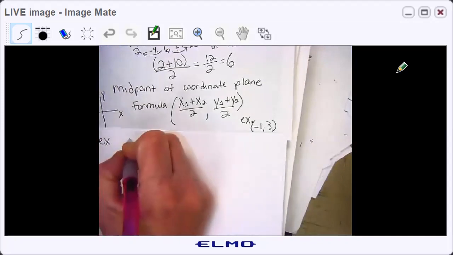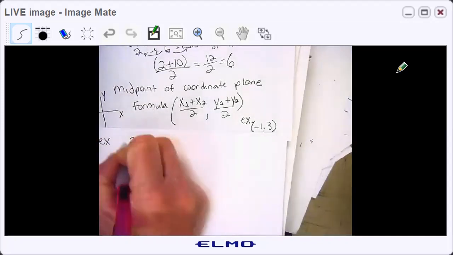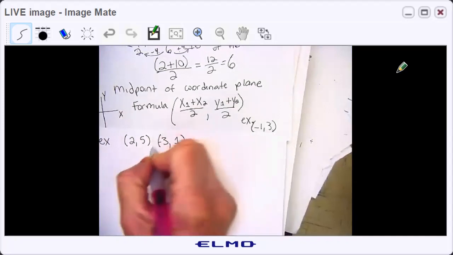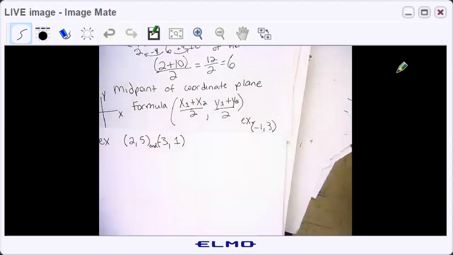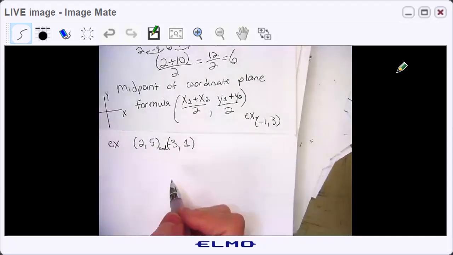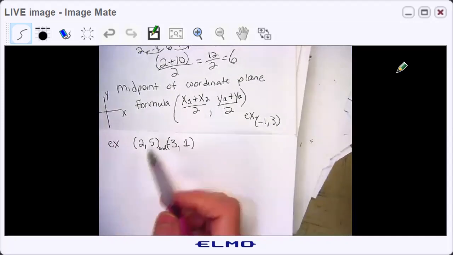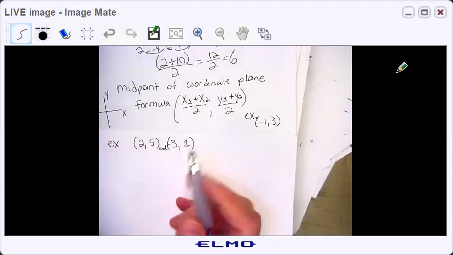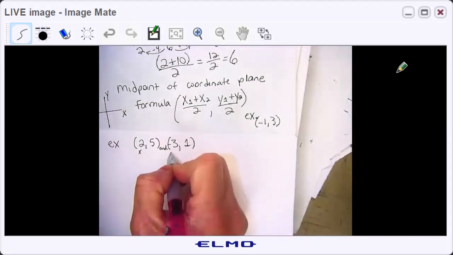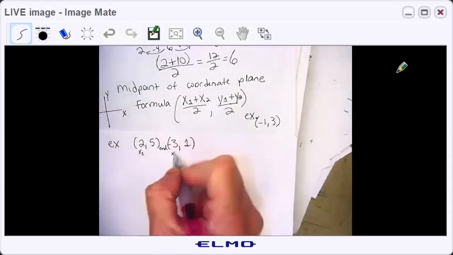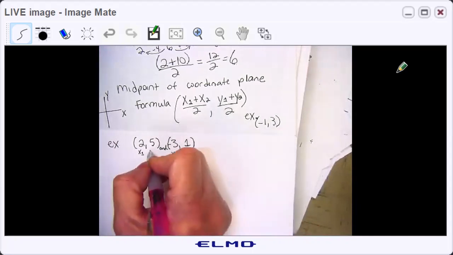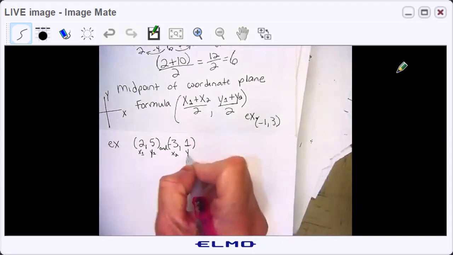Okay, so I have the example 2, 5 and -3, 1. And I'm asking for the midpoint of these two coordinates. We are going to do a little graphing in a minute just to show you how some of these problems could be done graphically. Okay, so again, this is your X and this is your X. You can call this X sub 1 and this one X sub 2. It doesn't matter which one you pick for X1 and X2. We'll call this Y sub 1 and Y sub 2.